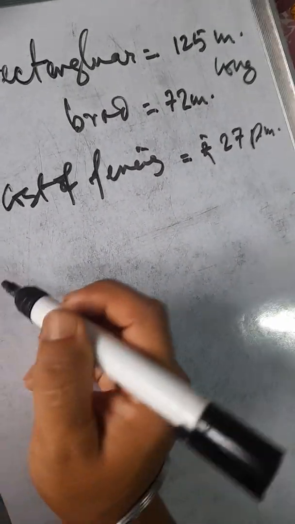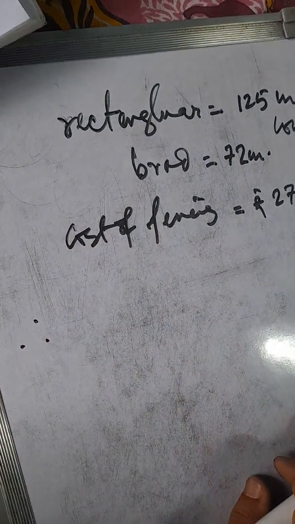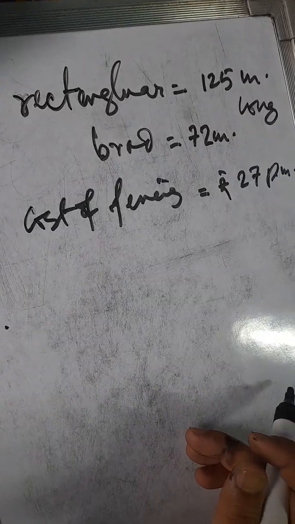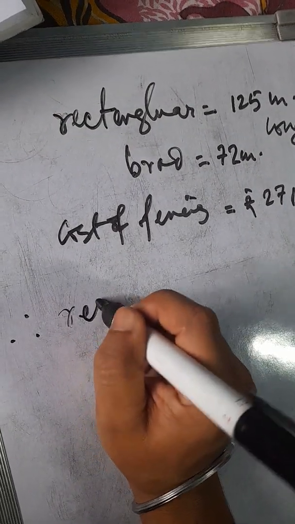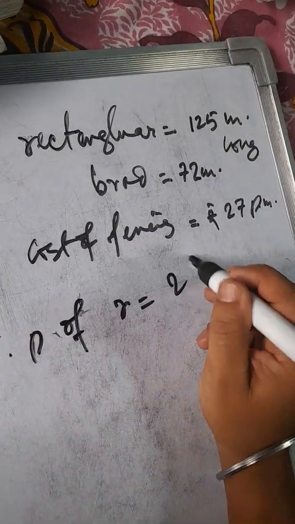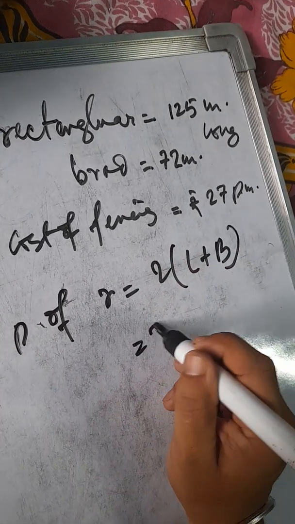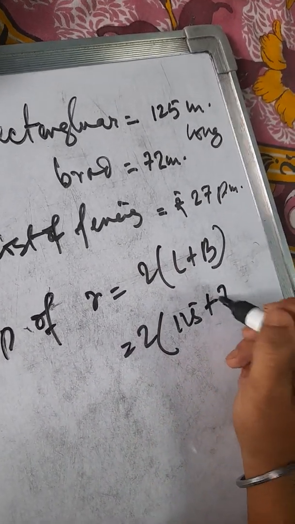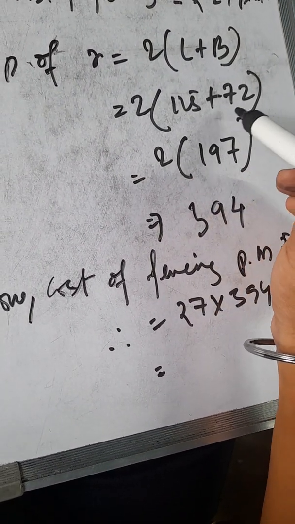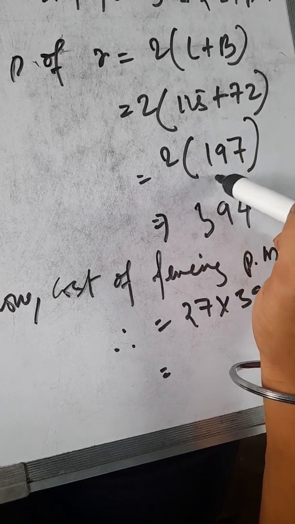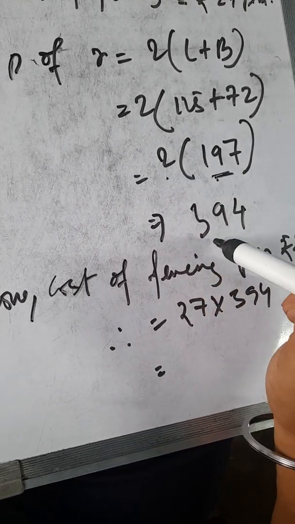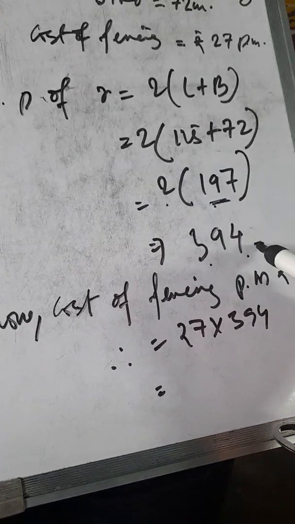Now as we are doing the question of a rectangle, we'll follow the formula 2 into length plus breadth. So the perimeter of the rectangle will be 2 into length plus breadth. So we have 2 into 125 plus 72. First we add length plus breadth, 125 plus 72, the value will be 197. Then 197 multiplied by 2 comes to 394. So now the perimeter of the rectangle is 394.